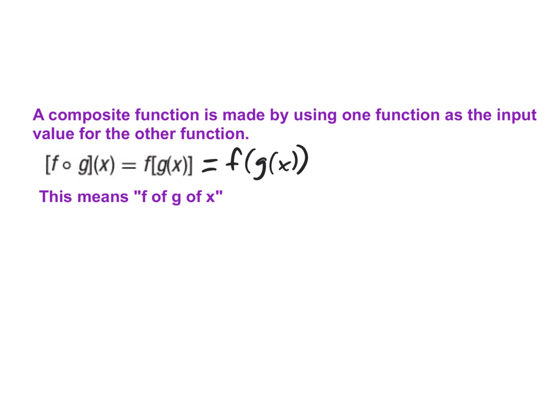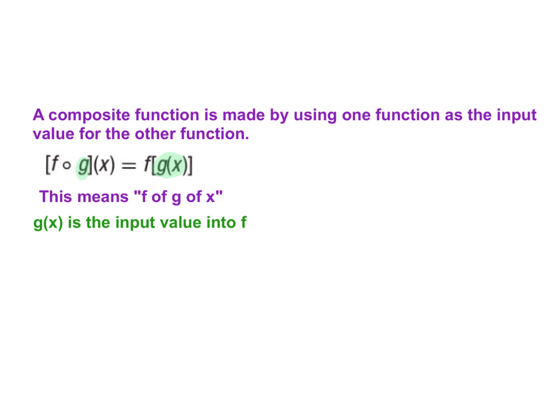What this is telling you is that the order matters. The g comes second, the g comes second, the g comes second. That is telling you that the input value is g. The base function that we're going to be looking at is f. So we're going to take g of x, whatever it is, and use it as the input value into f. G of x is the input value into f.